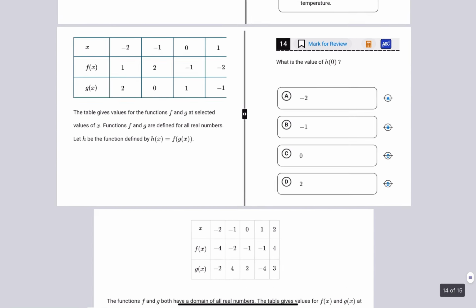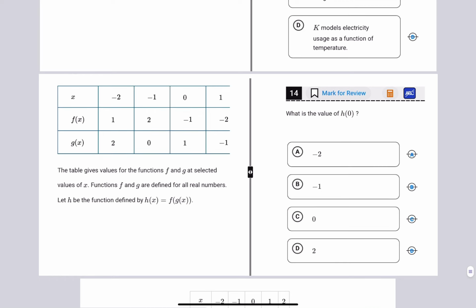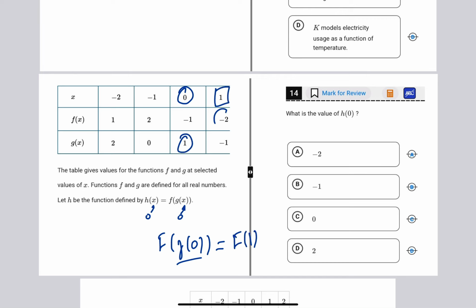And what about h of 0? Well, h of 0 is f of g of 0, right? So x is 0. And what do we have? We have f of g of 0. What is g of 0? Well, it's simply 1. So I have f of 1. Now when x equals 1, we get negative 2, which is option A as well.